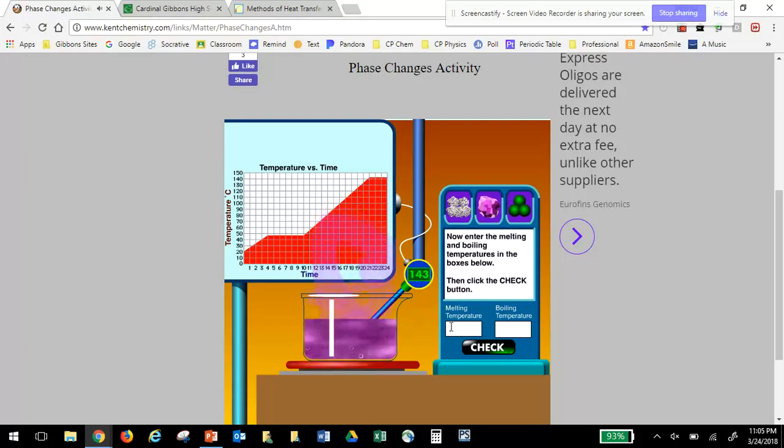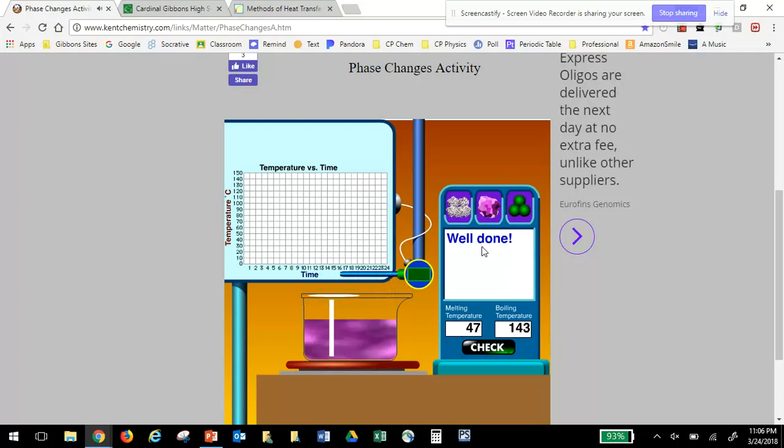So whenever there's two phases present, the temperature does not change. So the melting temperature of this purple thing was 47. You can see here it was between 40 and 50, and it's on the higher end of 40. So 47 was the melting temperature, and the boiling temperature, where you have gas and liquid both present, was 143. And again, the thing went flat. So you can check that and say, well done.